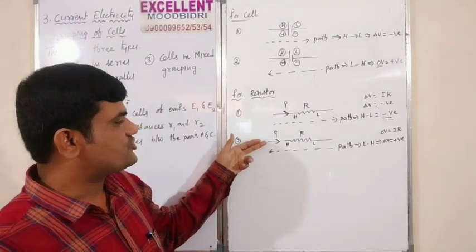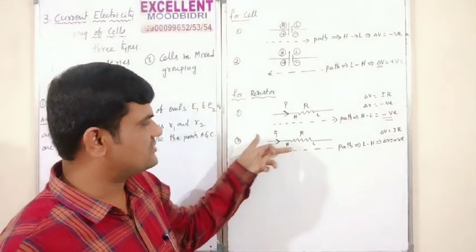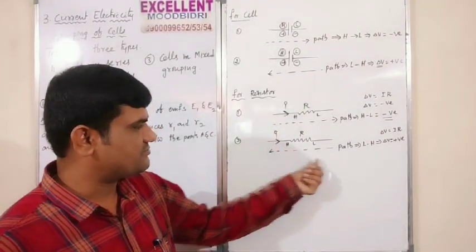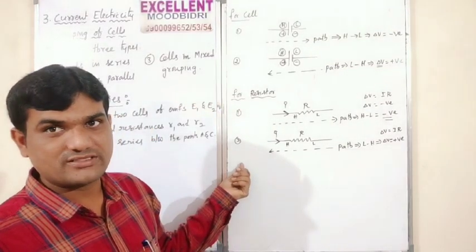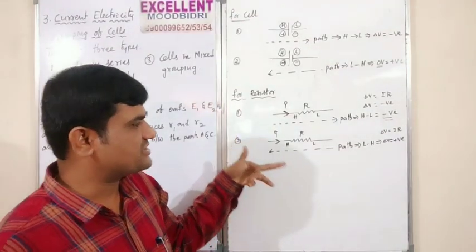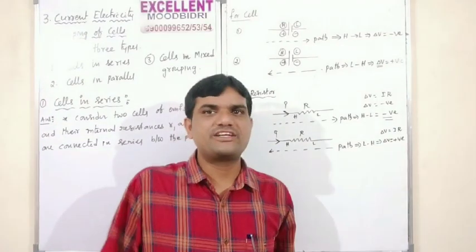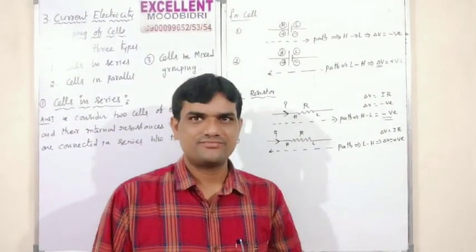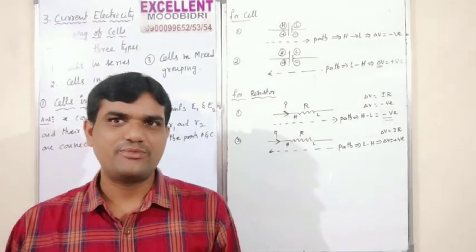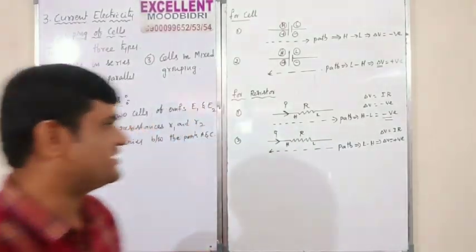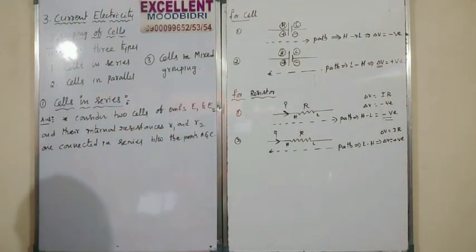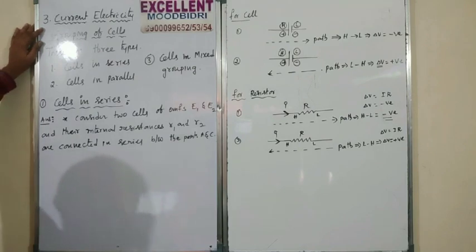Similarly, here this is the current path and this is my assumed closed path. Both are in the opposite direction. Opposite direction means positive. Same direction means negative. Opposite direction means positive. Right? Okay. So now, grouping of cells.